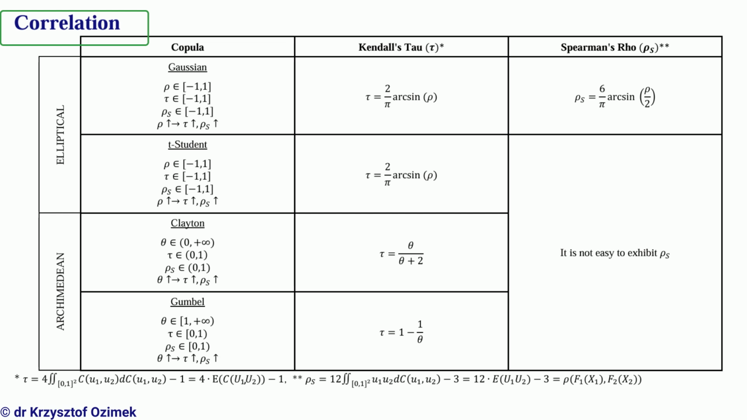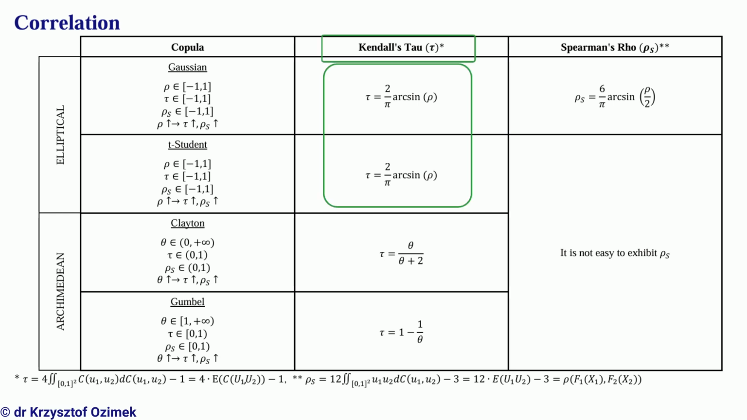Regarding correlation measures for the four selected copulas, we observe different relationships between correlation coefficients, such as Kendall's tau and Spearman's rho, and the copula parameters, rho and Kendall's tau. Some cells in the column for Kendall's tau and Spearman's rho contain formulas that show how these correlations depend on specific parameters of the given bivariate copulas.